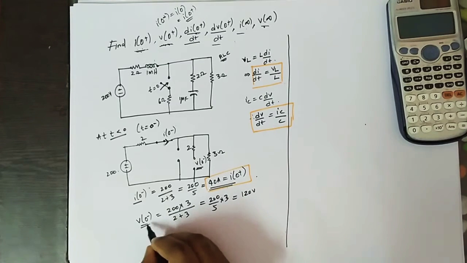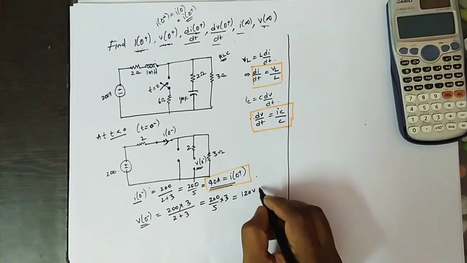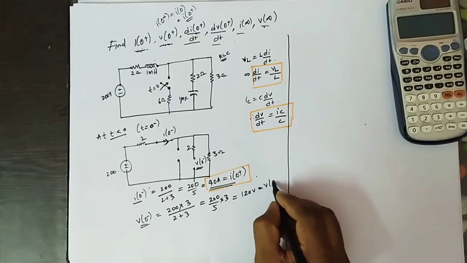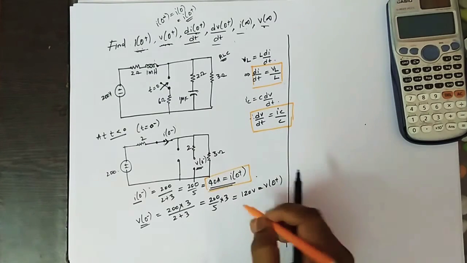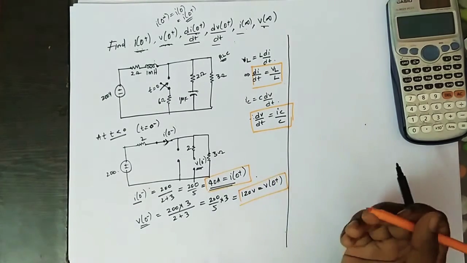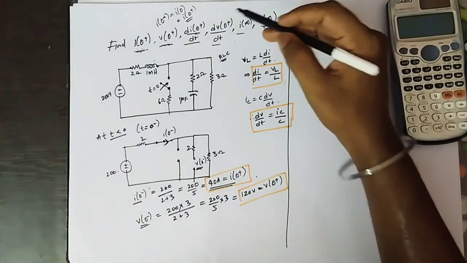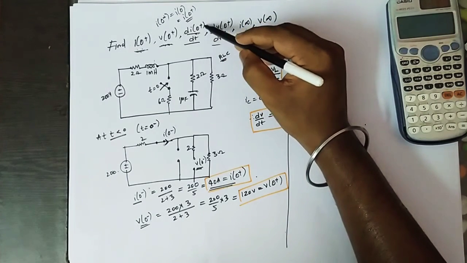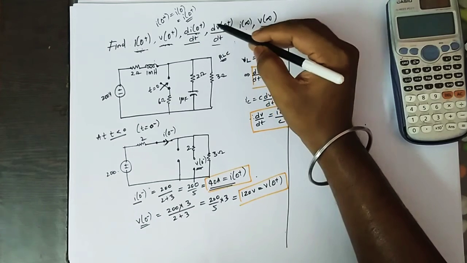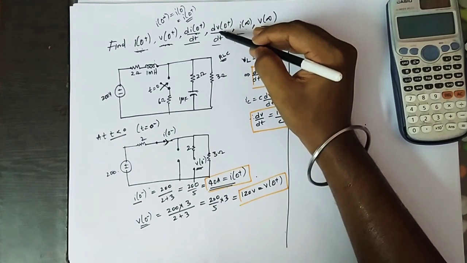So we have v of 0 minus, and by the initial conditions, v of 0 plus we got. Now the challenge is to find di of 0 plus by dt and dv of 0 plus by dt.